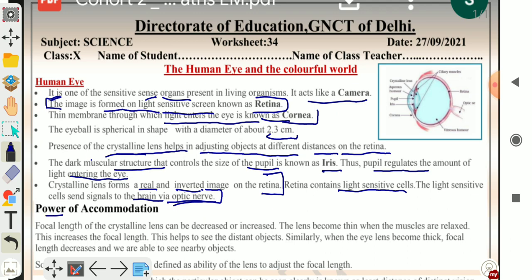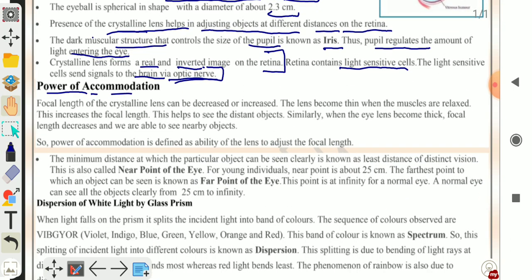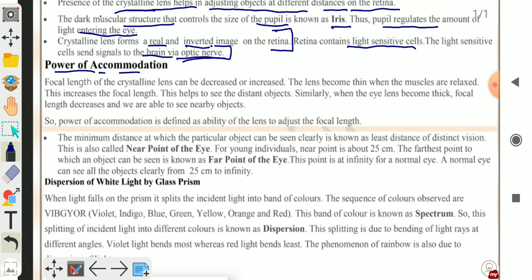Now power of accommodation. पावर ऑफ एकोमोडेशन क्या होती है बच्चों? Focal length of the crystalline lens can be increased and decreased. जो लेंस हमारी आँख में है उसकी फोकल लेंथ को बढ़ा सकते हैं और घटा सकते हैं.